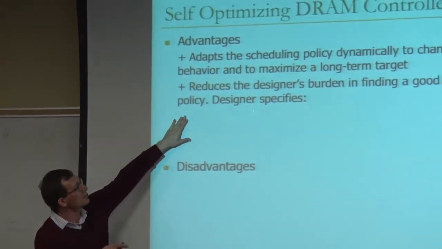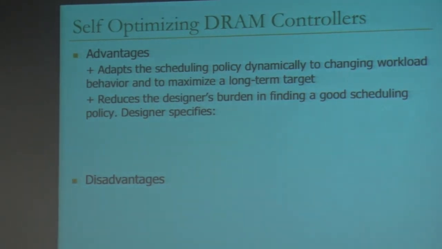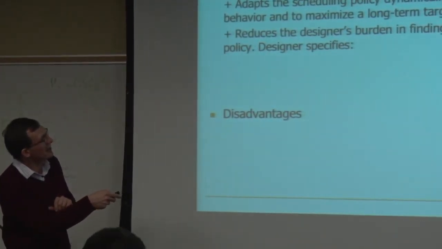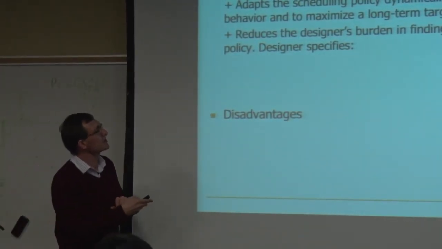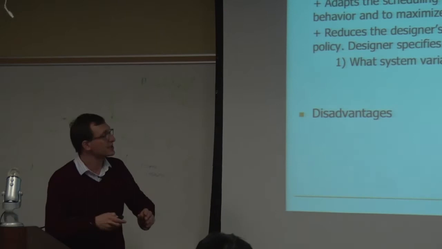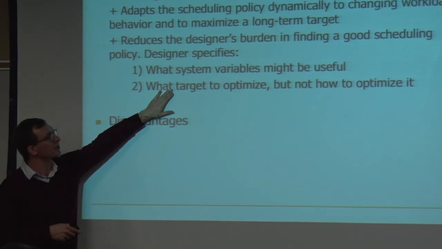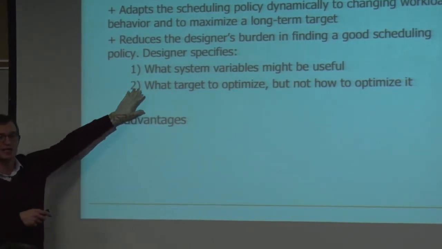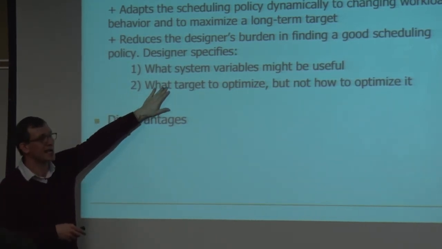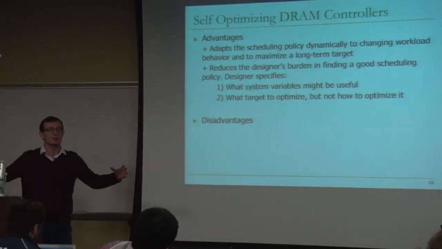The other advantage is it reduces the designer's burden in finding a good scheduling policy. Now the designer doesn't need to find a policy that works for most of the workloads and most of the time, depending on the changing workload demands. But they just need to specify, I guess I need to change my battery, what system variables might be useful to consider in memory scheduling, and what performance target to optimize for, but not how to optimize it. The difficult part is really the how part. Which request do you schedule? Or like what action do you take? So hopefully the designer's burden is much less in the presence of all of these constraints.